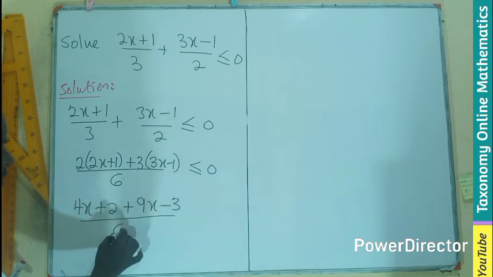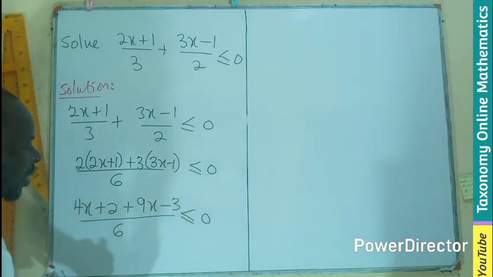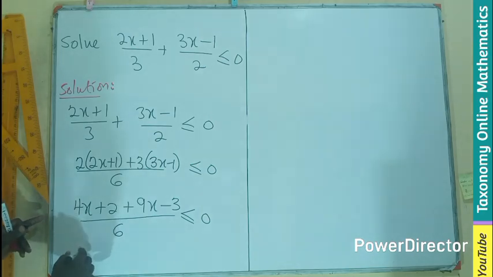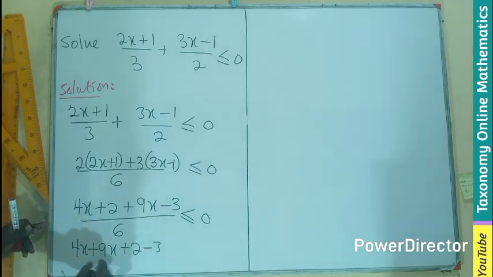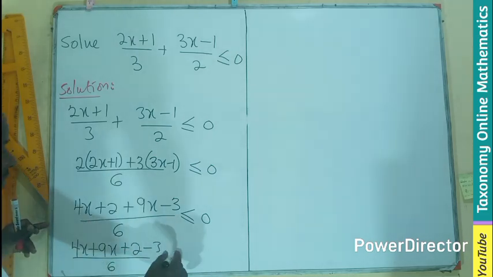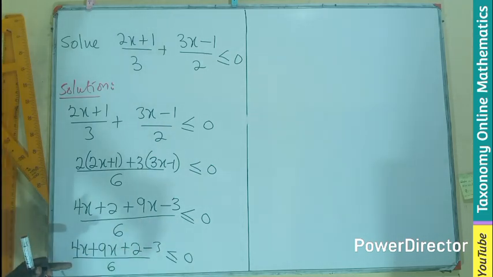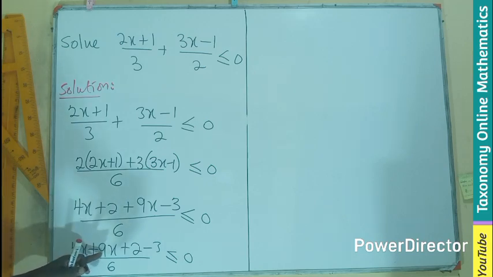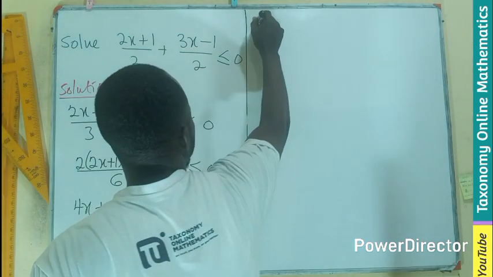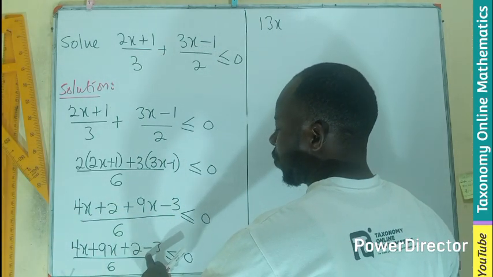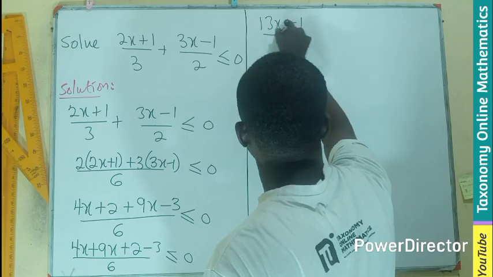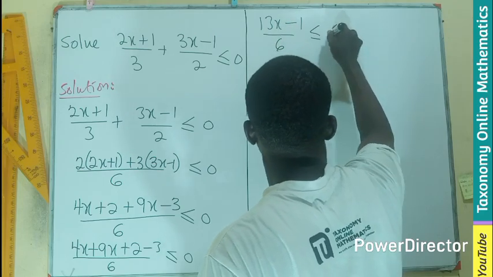All still divided by what? 6, less or equal to 0. We group like terms, that will give you 4x plus 9x plus 2 minus 3 all over 6, less or equal to 0. So you can see here now, 4x plus 9x will be 13x. So I still have 13x. 2 minus 3 will be minus 1, divided by 6, less or equal to 0.